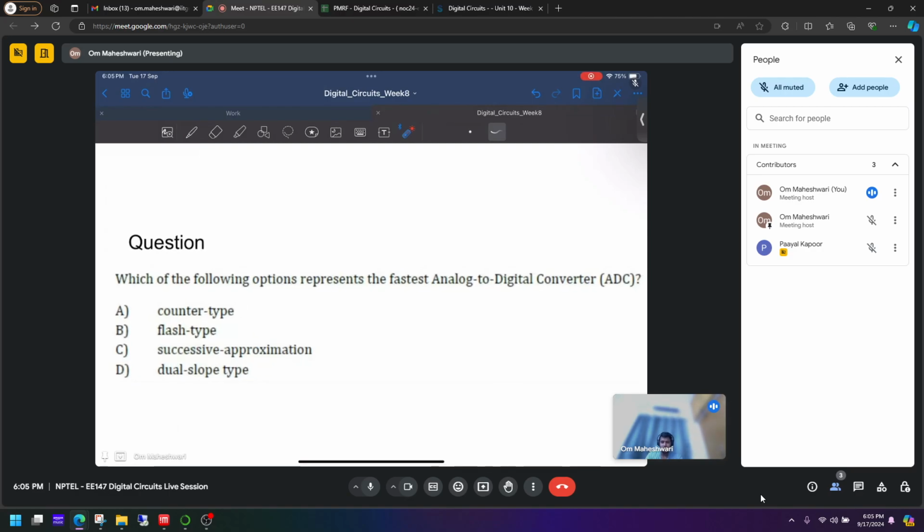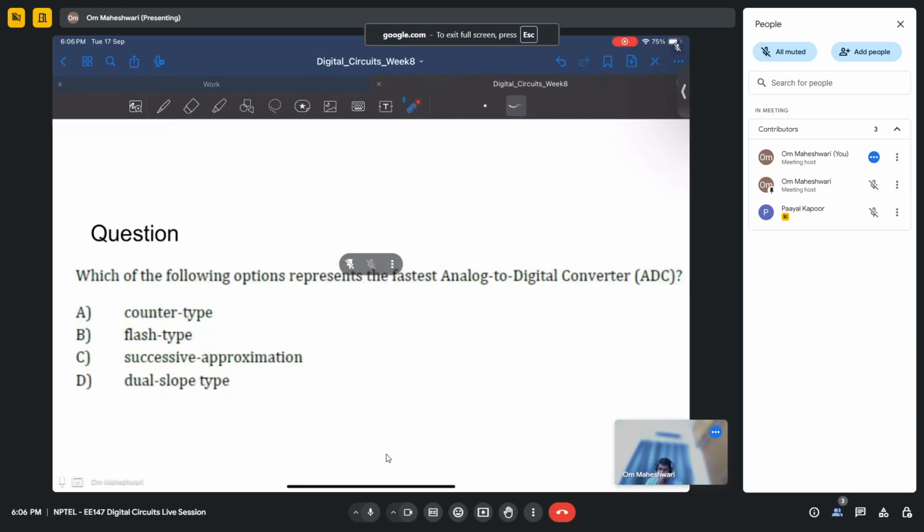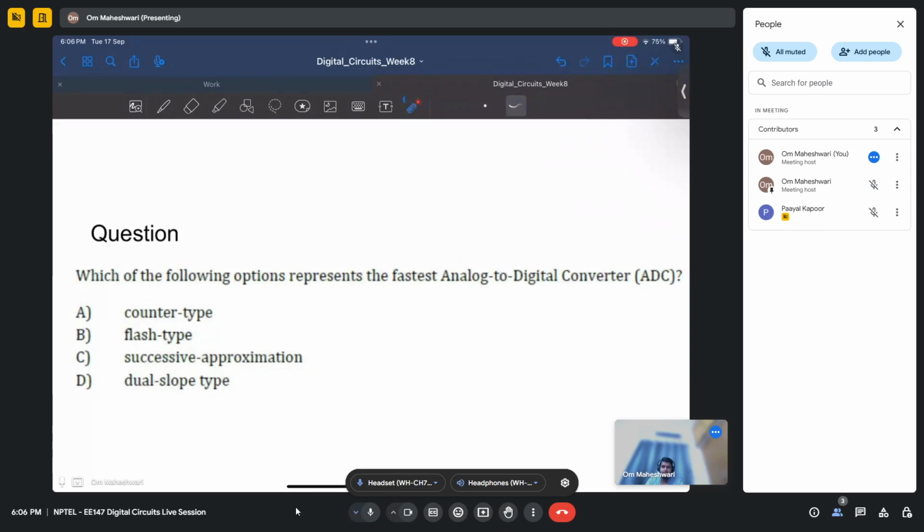The first question is, which of the following options represents the fastest ADC? A. Counter type. B. Flash type. C. Successive approximation. D. Dual slope type. If you have gone through the video lectures, you might know that Flash ADC is the fastest.